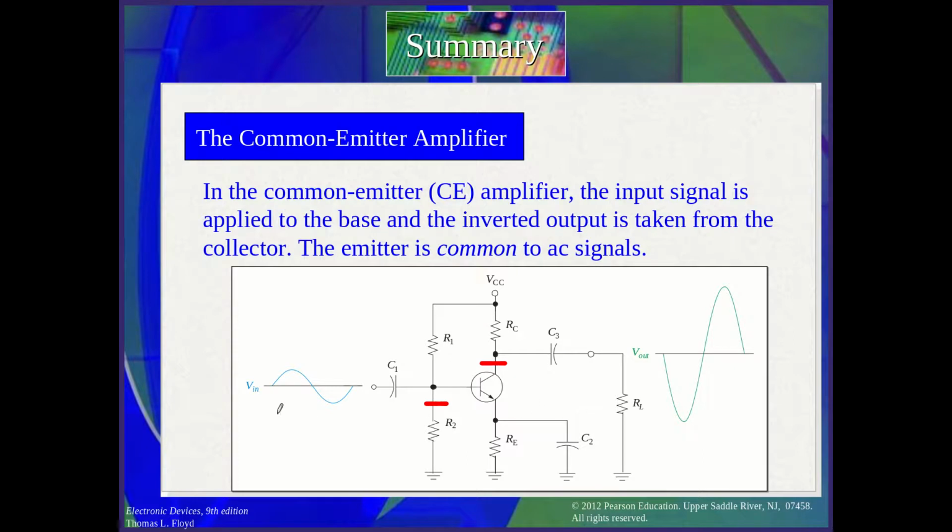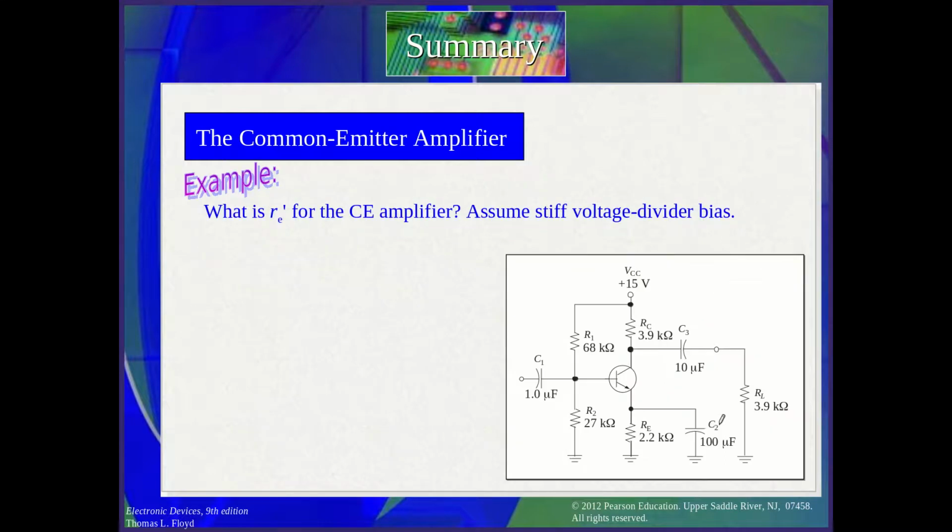Here you see that in the common emitter amplifier, I input the signal and you take it amplified and inverted at the output. Now let's see what the re dash is for the CE. So I take the calculation before. VBE here, the voltage, I have to calculate the IE, the current at the emitter.